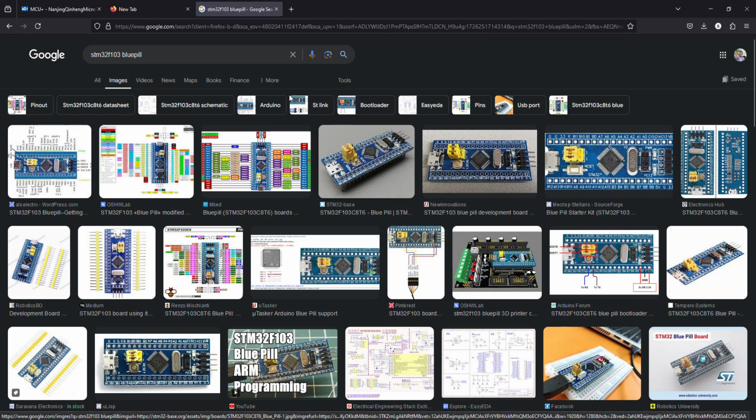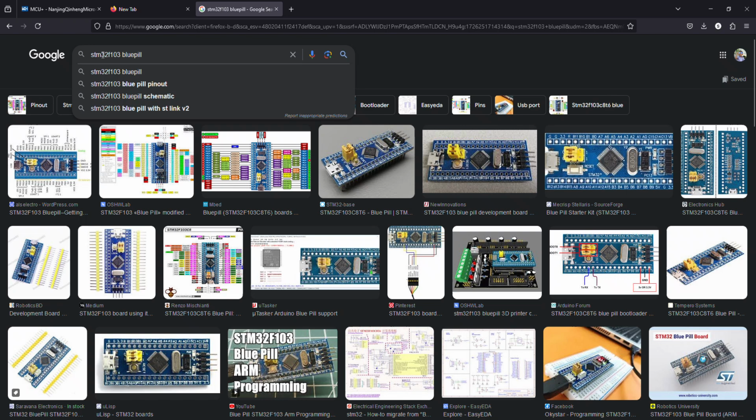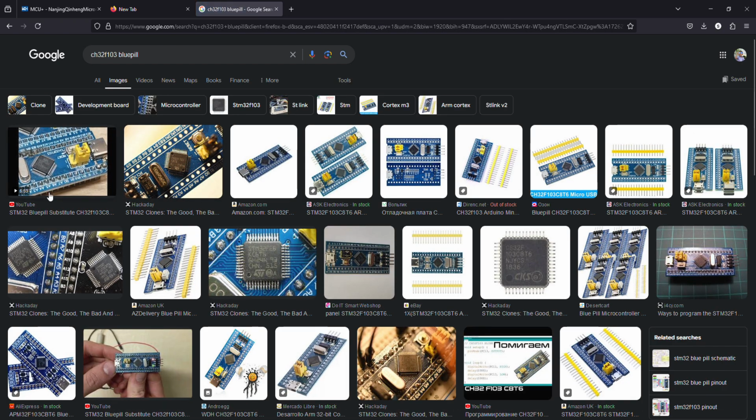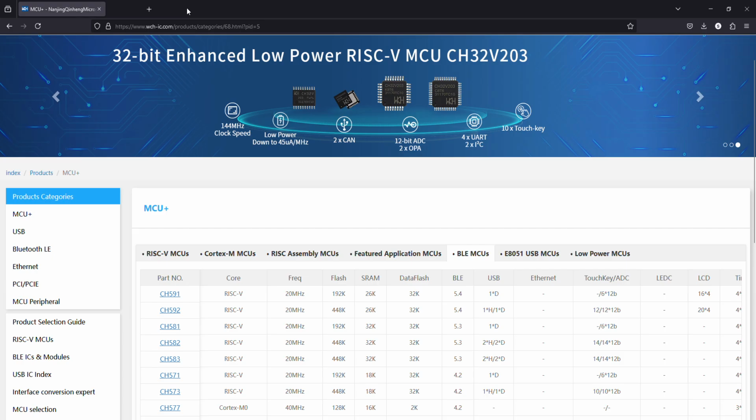So this is the blue pill, and similarly we have the same blue pill with the CH32F103. In fact, there are a number of videos on YouTube you can see for yourself which show the similarities and differences between the CH32F103 and STM32F103. So if I say that they have copied, if they have, then obviously there will be similarities.